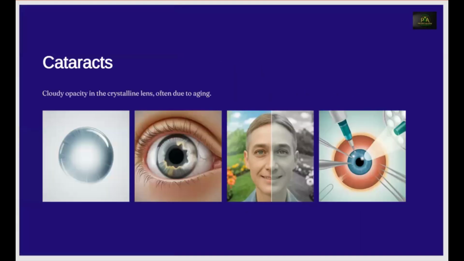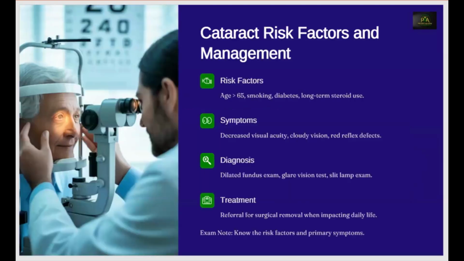For the cataract, we say that is opacity of the lens, and they are going to find it difficult to see the headlight of the upcoming vehicle. So, opacity of the lens, or you can say cloudy opacity in the crystalline lens. It happens due to aging. So, the risk factors: 65 years, smoking, diabetes, long term steroid use. So, of course, this patient will be referred for surgery.